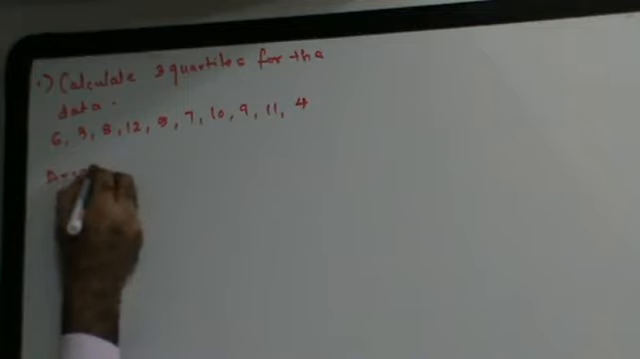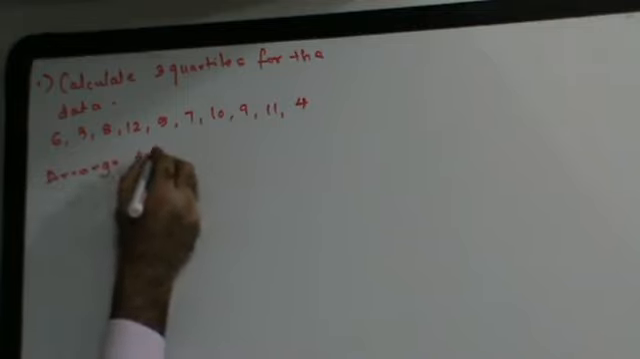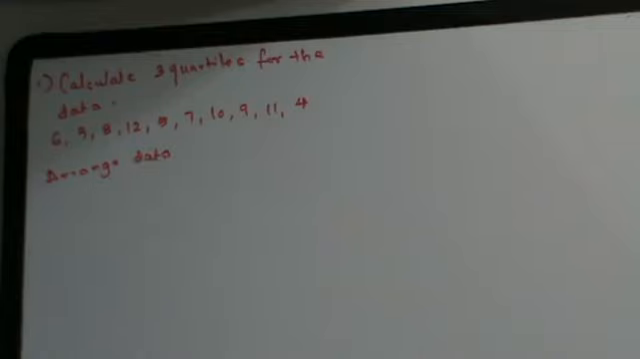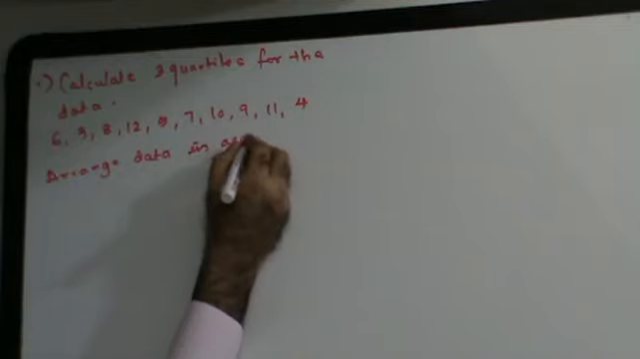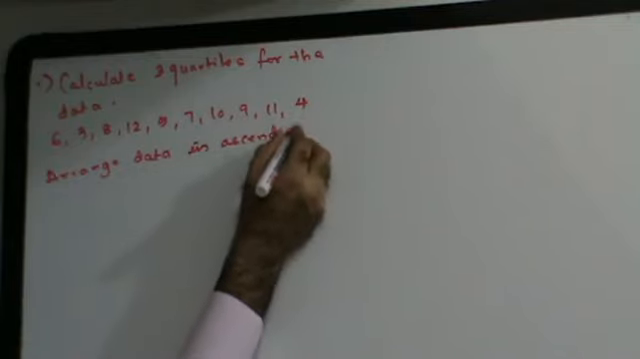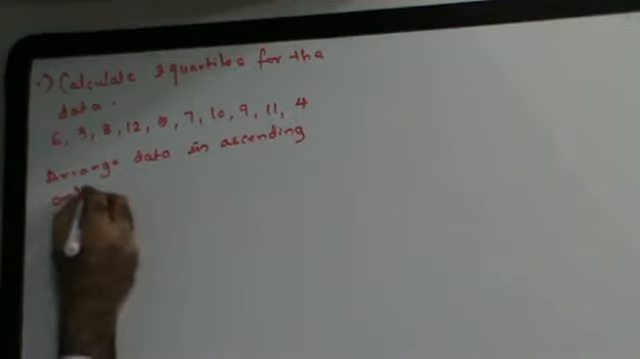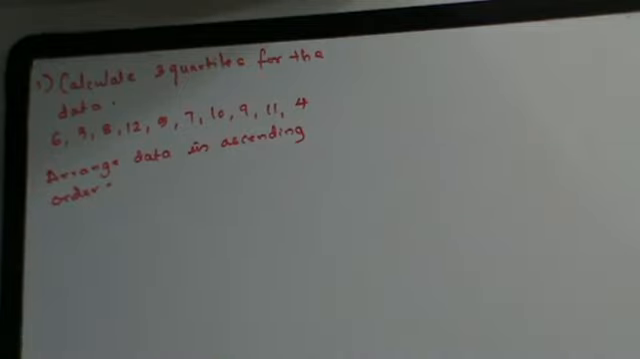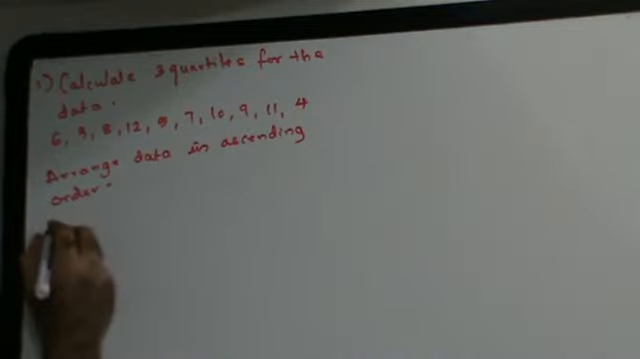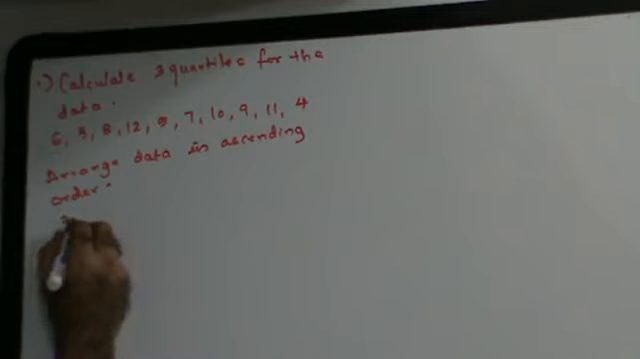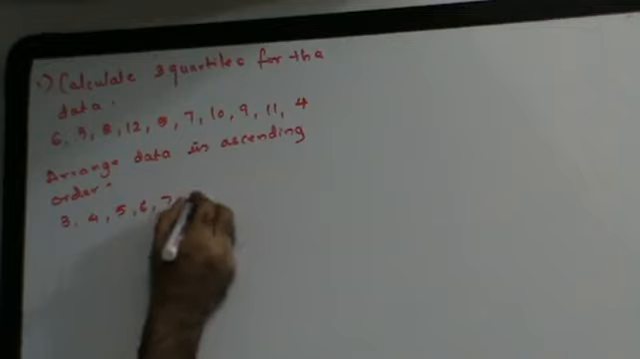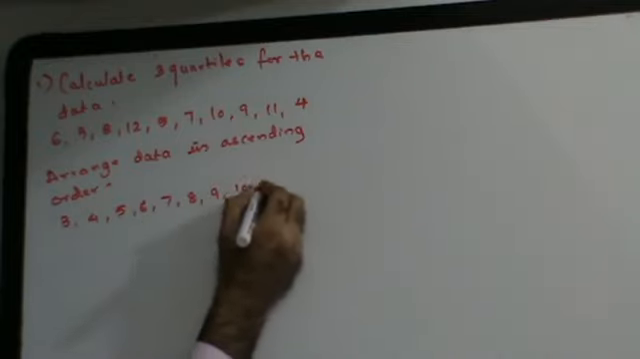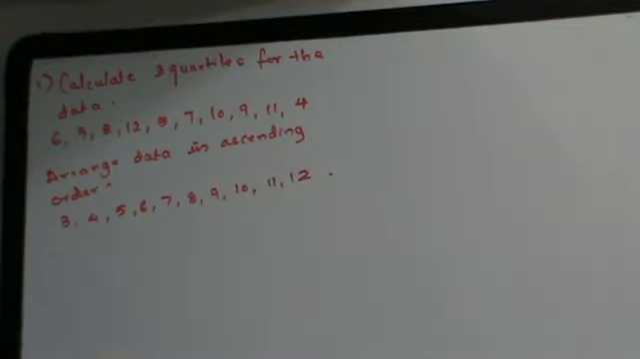Arrange data in ascending order. Whenever you have to calculate quartile, first thing you have to do is arrange data in ascending order. That's the first thing that you have to do. If I arrange the data in ascending order, meaning smallest to biggest, so 3, 4, 5, 6, 7, 8, 9, 10, 11, 12.